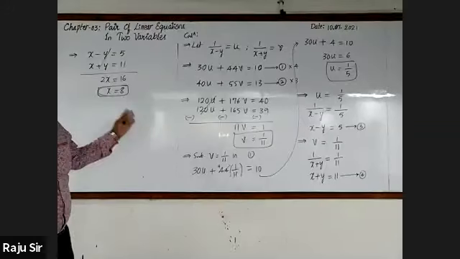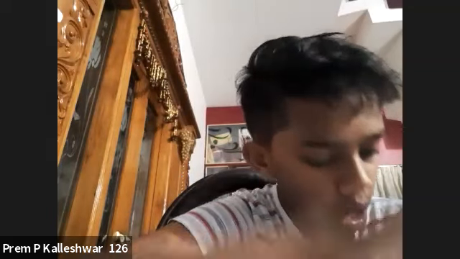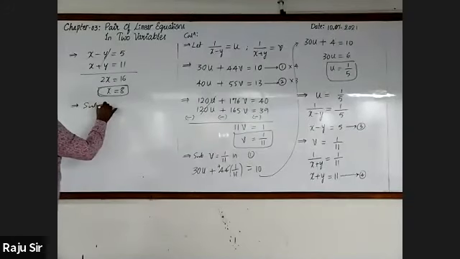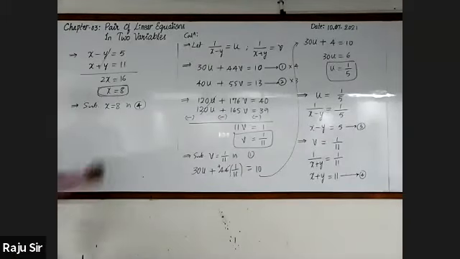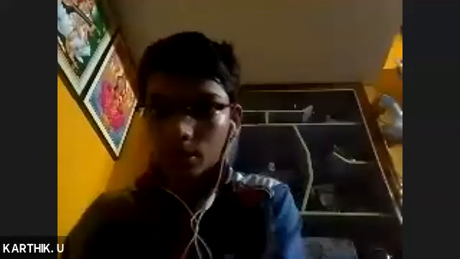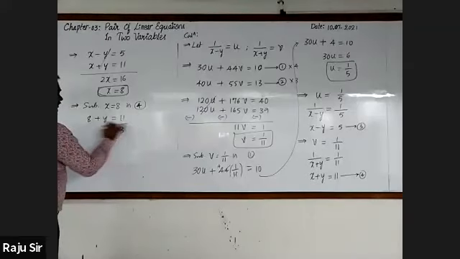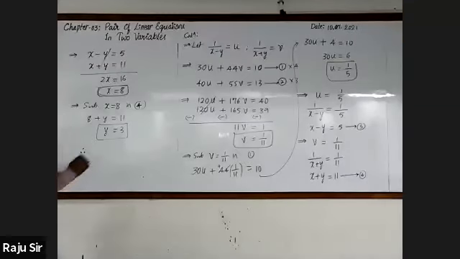x is the speed of the boat in still water. Next, we want the y value, so substitute x. Taking the fourth equation, 8 plus y is equal to 11. y is 3. Right. You write the conclusion. y is equal to 3.